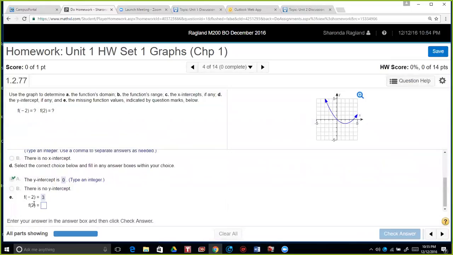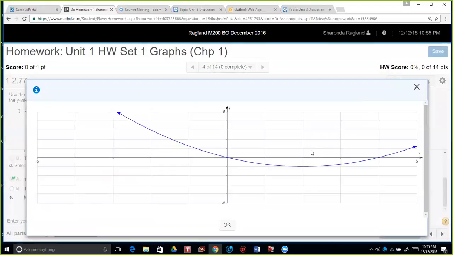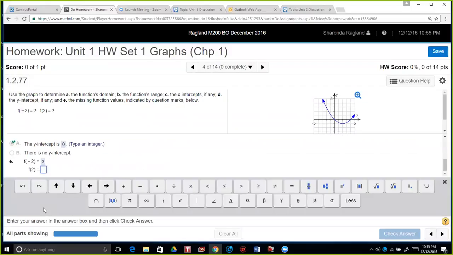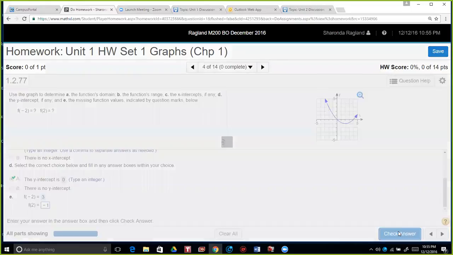The same thing with f of 2. So it's saying what is the function when x is equal to 2. So when x is 2, 1, 2, then the corresponding y is here. So that's at -1. Okay, so let's put in -1 and see if we are correct. Yes, good. So this is dealing with the function.